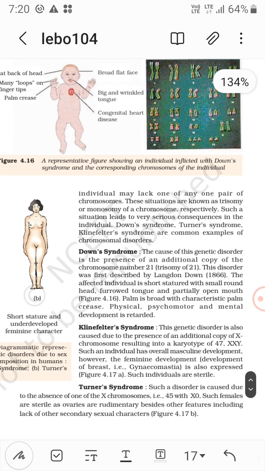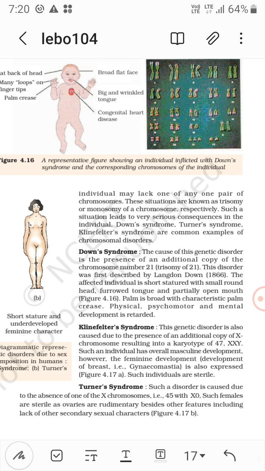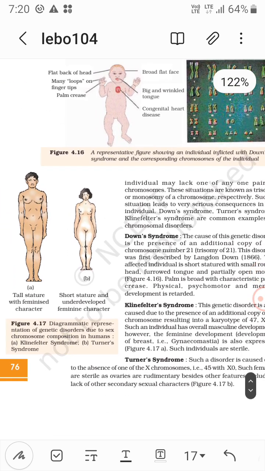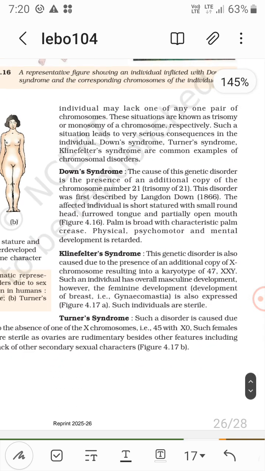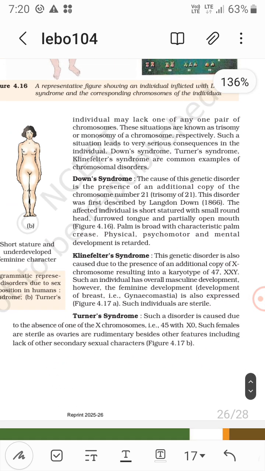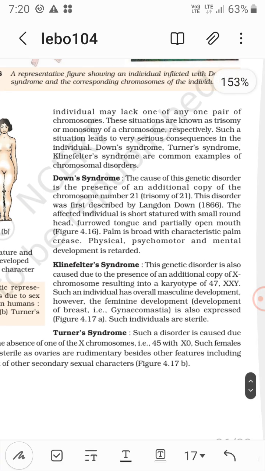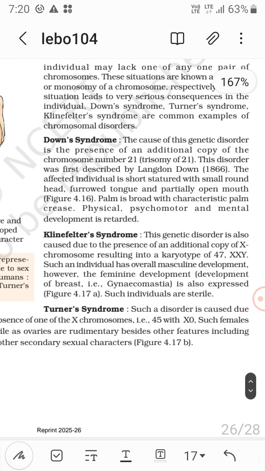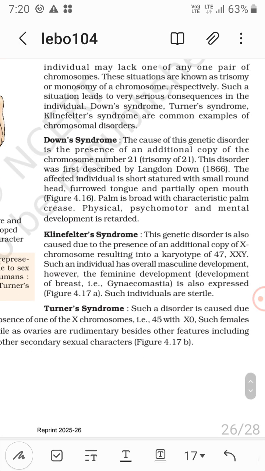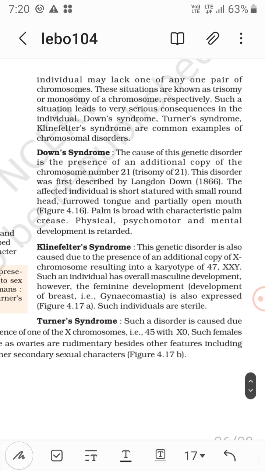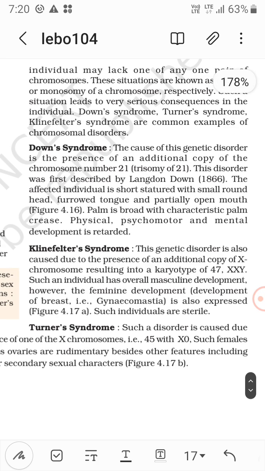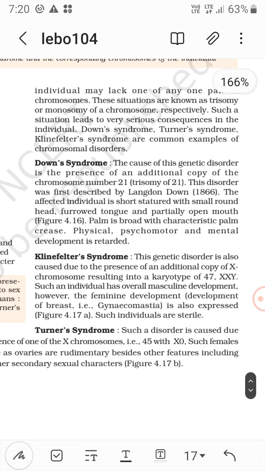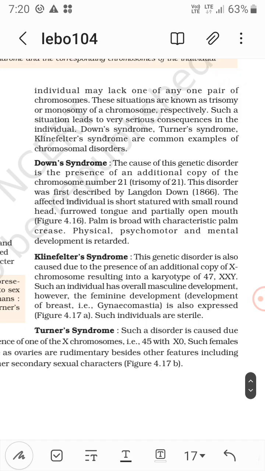Now Down syndrome, Turner syndrome and Klinefelter syndrome are the common examples of the chromosomal disorders, as you know. So the first one is Down syndrome. The cause of this genetic disorder is the presence of an additional copy of chromosome number 21. So trisomy of 21. This disorder was first described by Langdon Down in 1866.